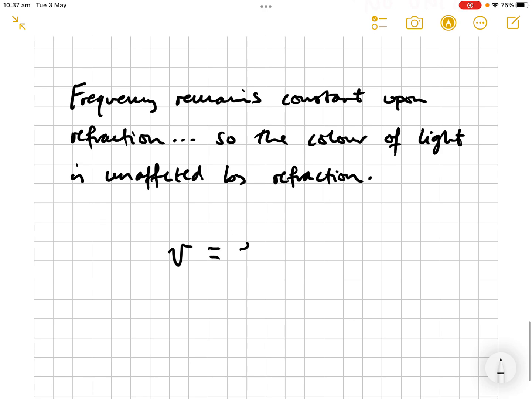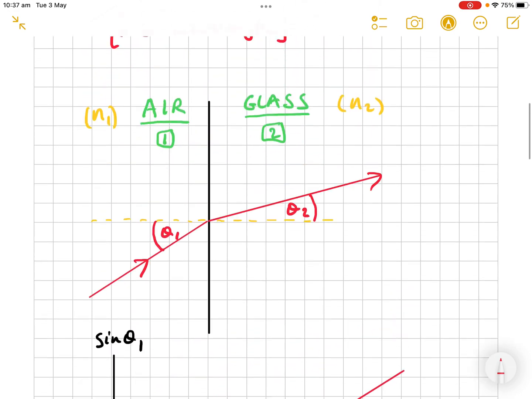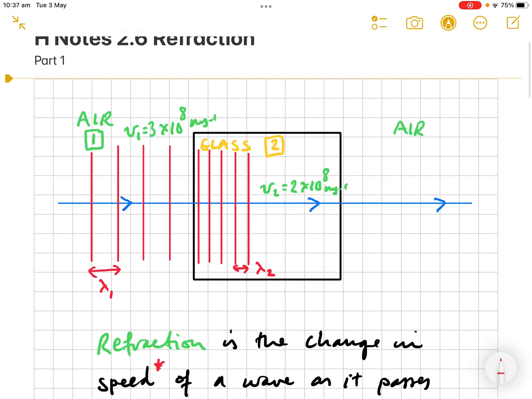If we go back to the wave equation, v is f lambda, as you know. If frequency remains constant upon refraction, then you can see that if the wavelength goes down in the glass, then the speed goes down as well. And that's consistent with our speed being 3 times 10 to the 8 in the air, but the speed going down to 2 times 10 to the 8 in the glass, alongside the wavelengths going down as well.